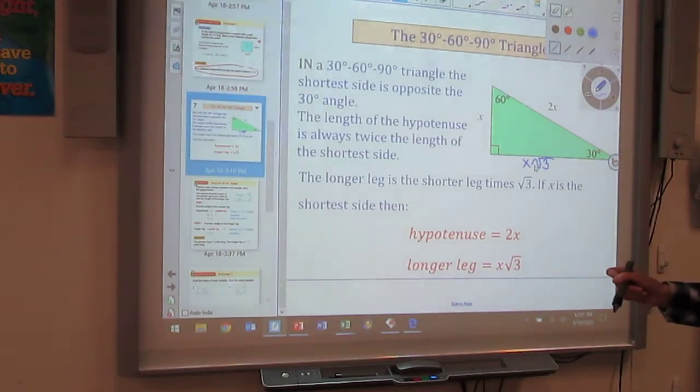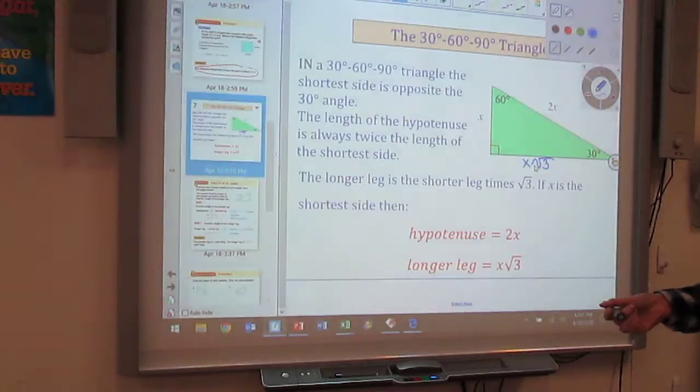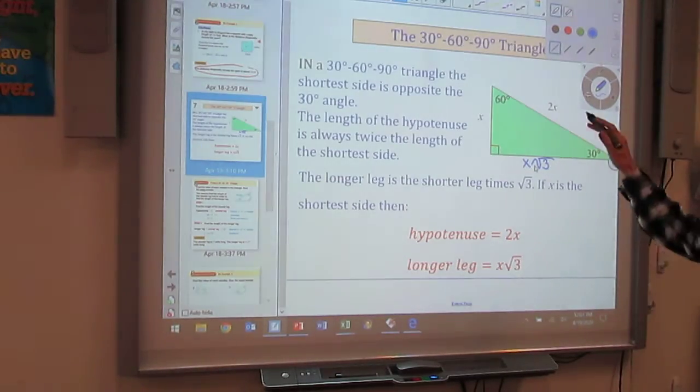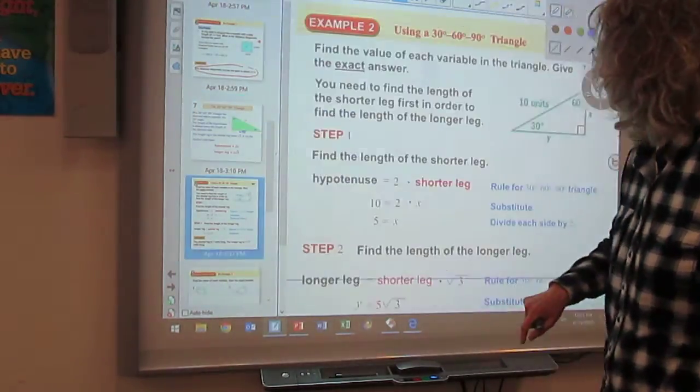This is very common in the SAT, in standardized tests, in the MathCounts competition. A lot of things like this show up. You need to know that shortcut to save you the time and not use the Pythagorean theorem. So let's look at a practical example.